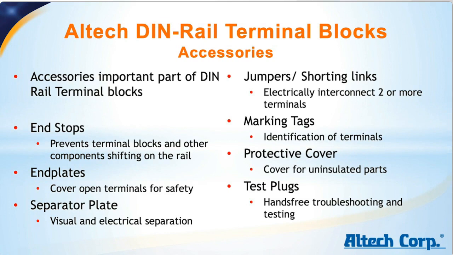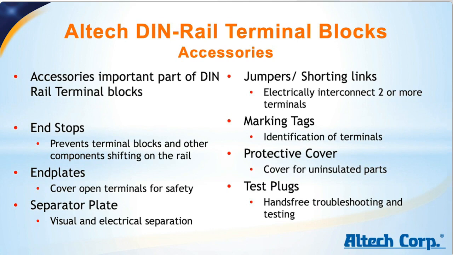End plates cover open ends of terminal blocks and make the system then touch-proof. Separator blades are similar. They provide visual and electrical separation of different groups. Another function they can have is they prevent the ends from cut jumpers to touch each other. Jumpers we have discussed before. They're used to electrically interconnect two or more terminal blocks.